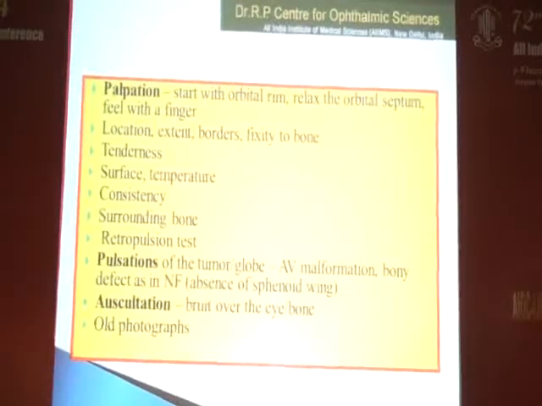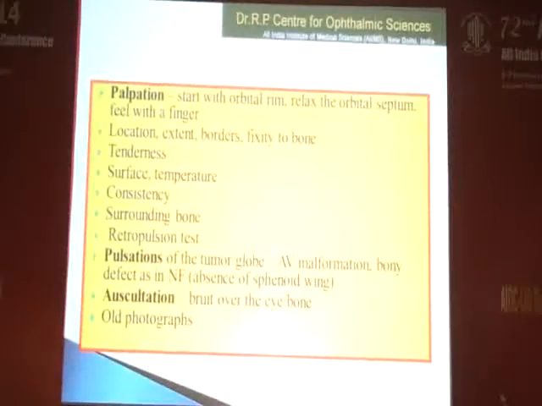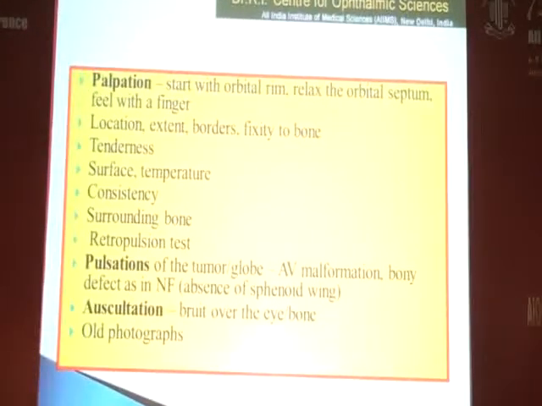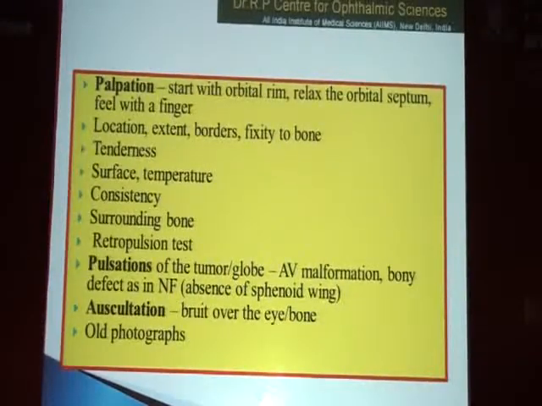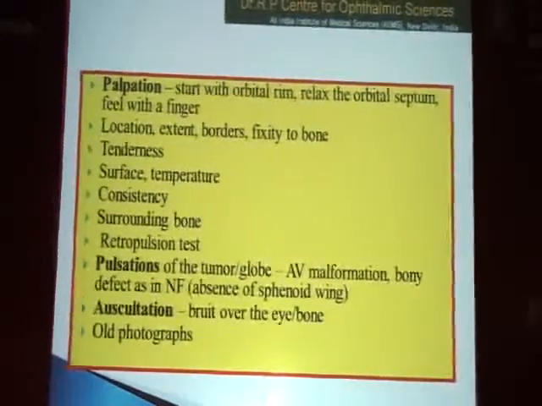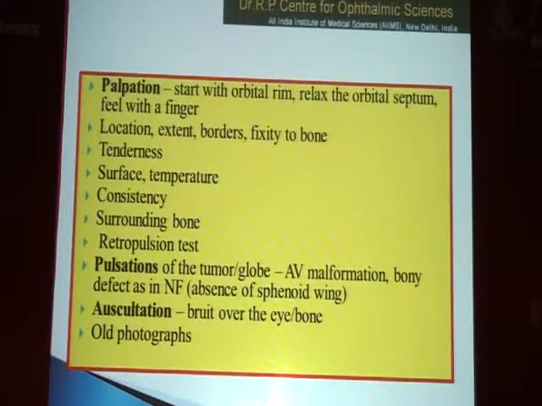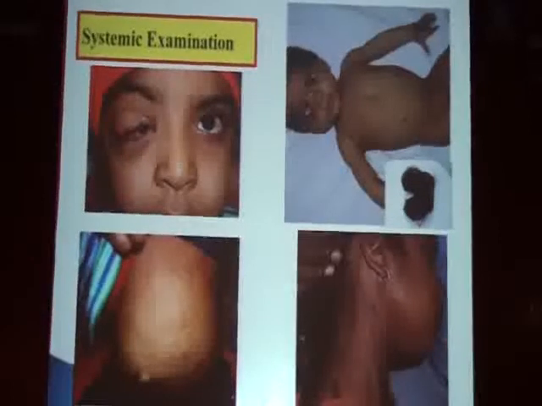Now, in palpation, we have to start from the orbital rim, relax the orbital septum, and feel with a finger deep inside. Look for the location, extent, border, fixity to the bone, tenderness, any surface temperature indicating an inflammatory lesion, the consistency, surrounding bone, and the retropulsion test. Auscultation is useful in a few of the vascular lesions. And always document along with the old photographs of the patient.